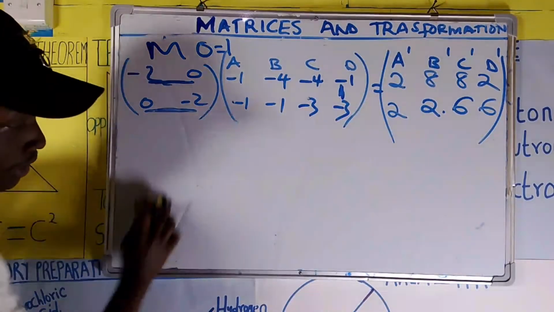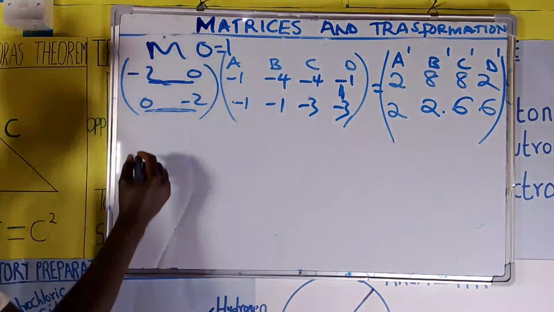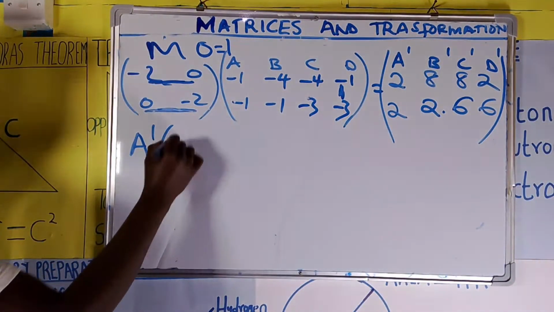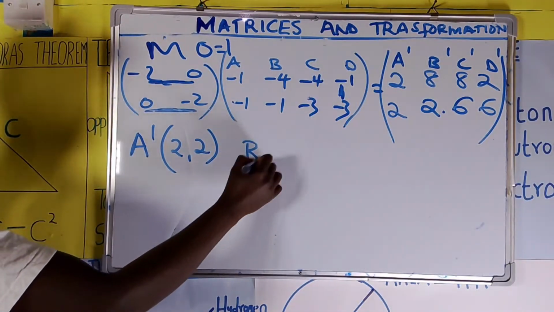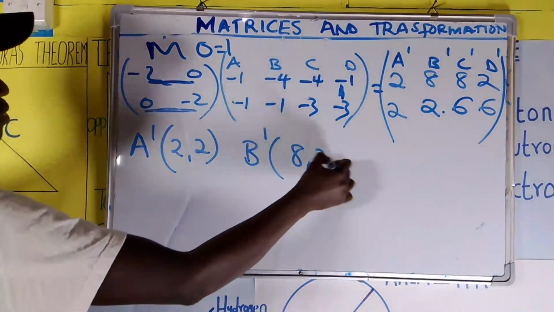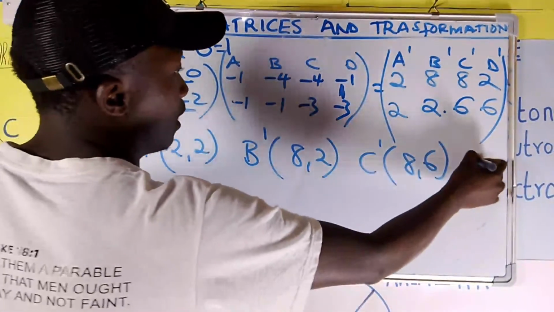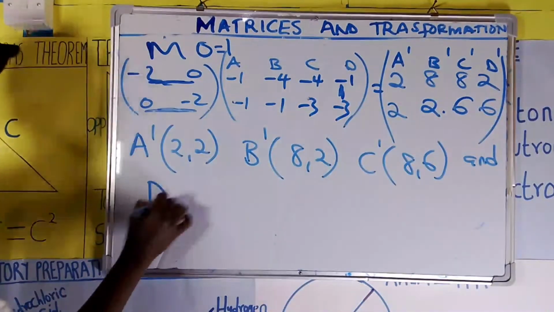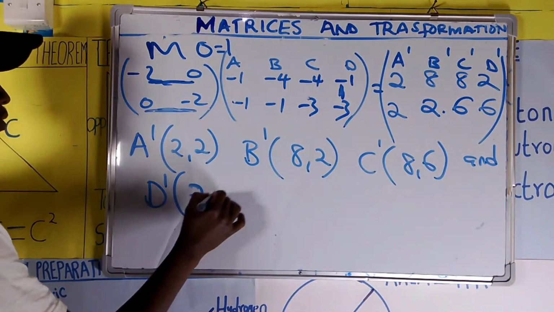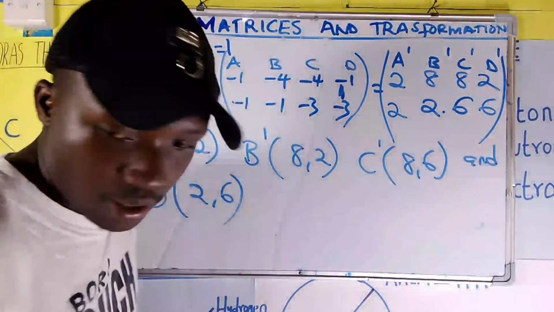So tumepata image yetu ikiwa nini? A prime 2, 2, B prime 8, 2, C prime 8, 6, and D prime 2, 6.